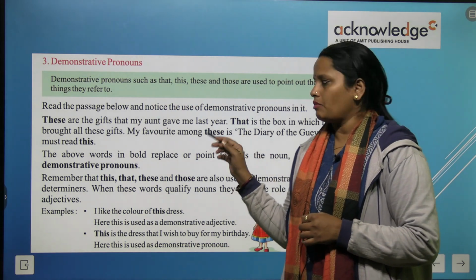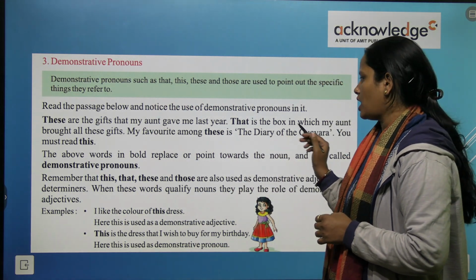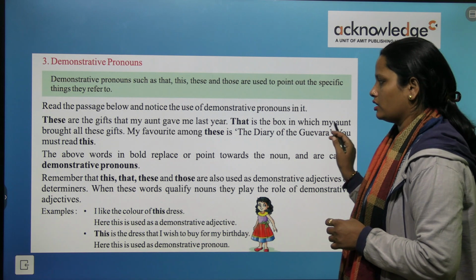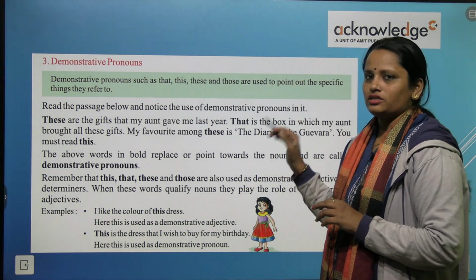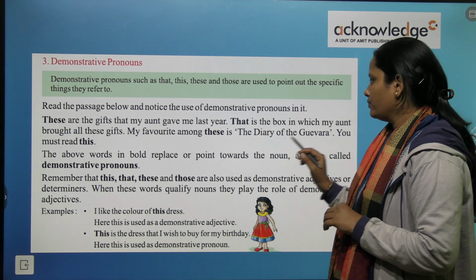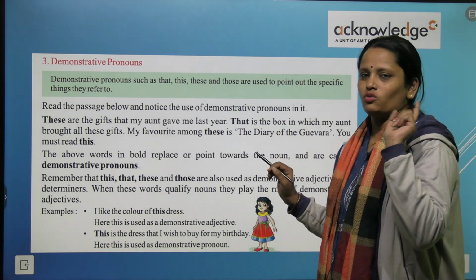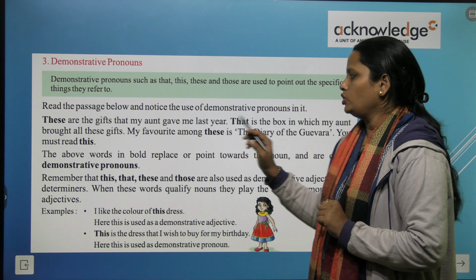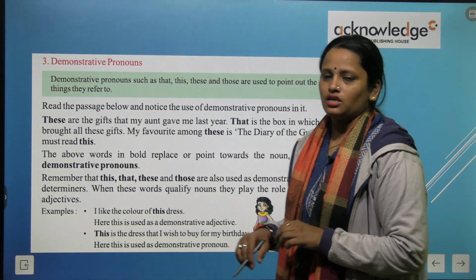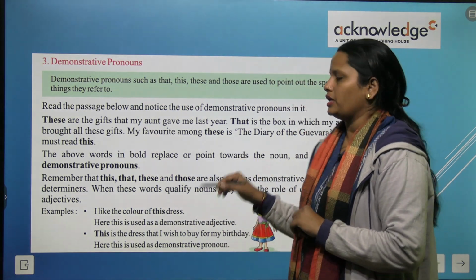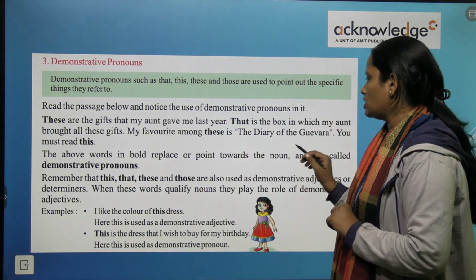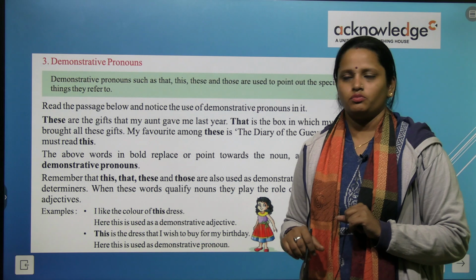My favorite among these is the diary of the Juvera. So इन सब के बीच में जो मेरी फेवरेट गिफ्ट है वो है डायरी. So these, इन सारे गिफ्ट्स में से उस एक डायरी की बात है. You must read this. So इसे पढ़ो. The above words in bold replace or point towards the noun and are called demonstrative pronouns.